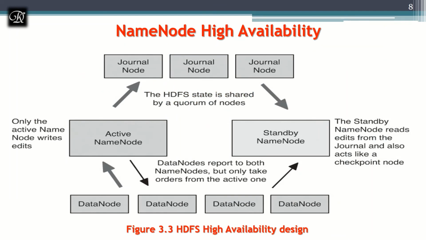Next we'll see name node high availability. Before that, I want to tell you something called HDFS safe mode. HDFS safe mode is what happens once the name node is started, once you start the cluster. I'll show you in the demo how to start the cluster. There is a batch file you have to run, start-all.sh, which is a shell script that starts the complete cluster.